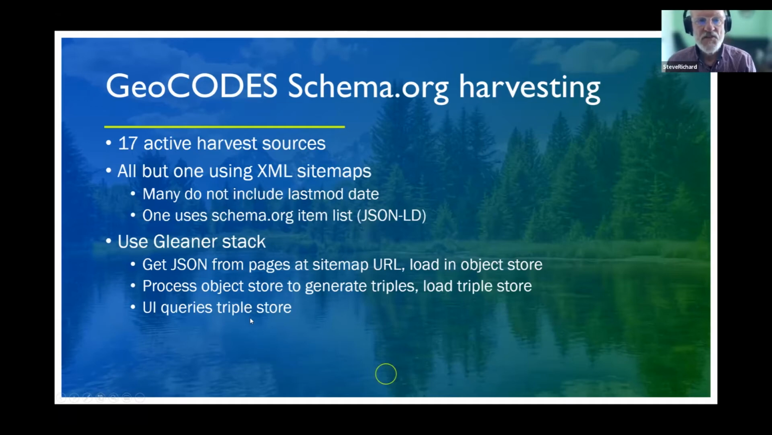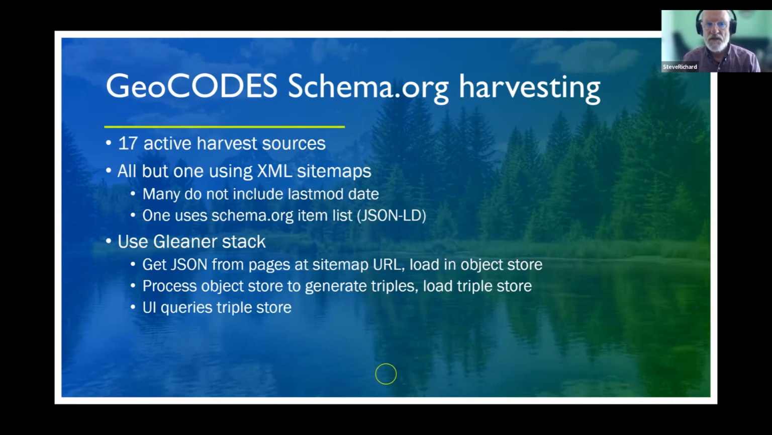So GeoCODES is the search engine that we've been developing through the EarthCube office, mostly working on harvesting data coming from Council of Data Facilities sources. But also, the original Project 418 development of a lot of this schema.org harvesting was done under the auspices of the previous EarthCube office and is continued with the current EarthCube office.